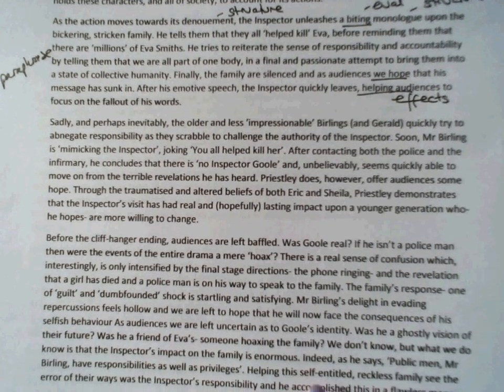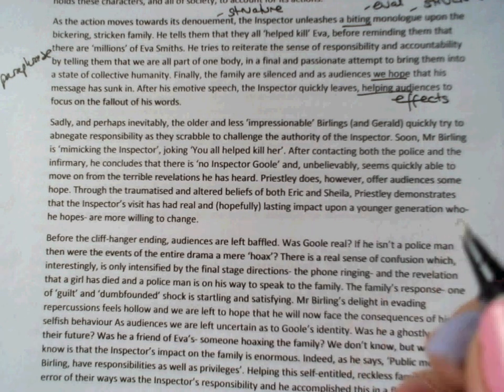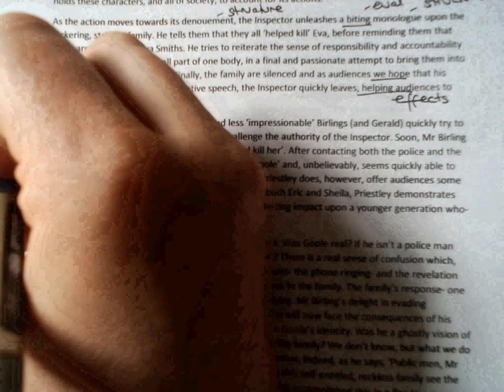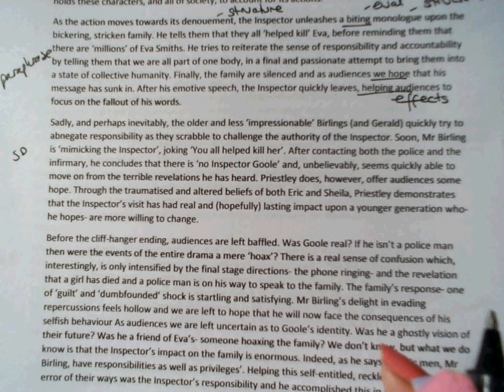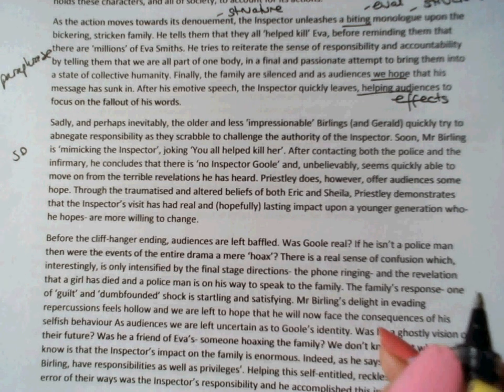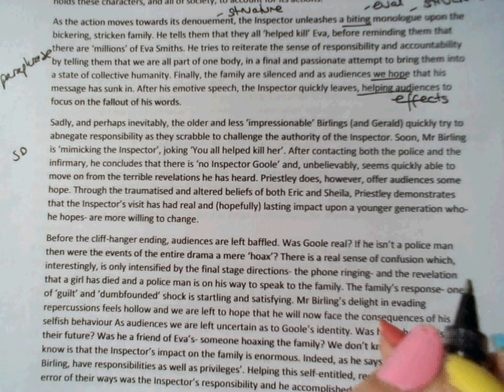Sadly and perhaps inevitably, the older and less impressionable Burlings and Gerald quickly try to abnegate, get rid of responsibility, as they scrabble to challenge the authority of the inspector. Soon Mr. Burling is mimicking the inspector. That's a good stage direction I like to use. Jokingly, "you all helped kill her." After contacting both police and infirmary, he concludes there's no Inspector Gould and unbelievably seems quickly able to move on from the terrible revelations he's heard.